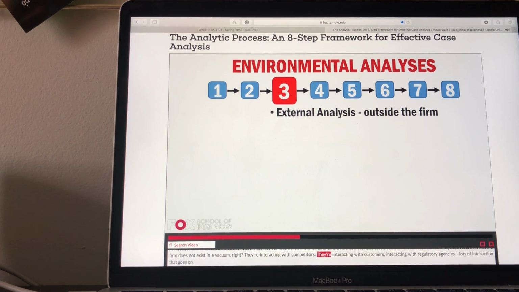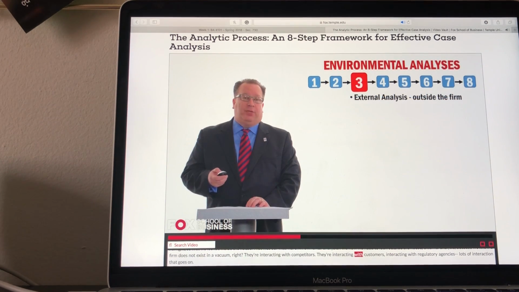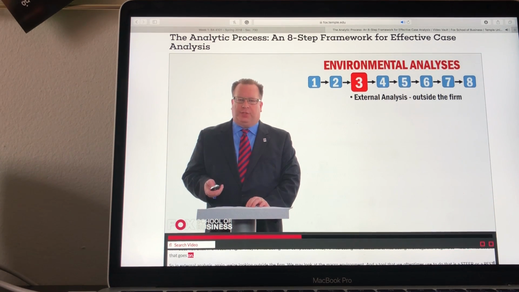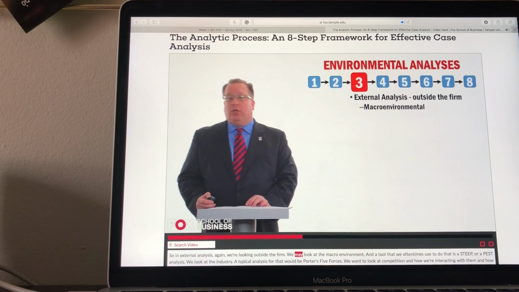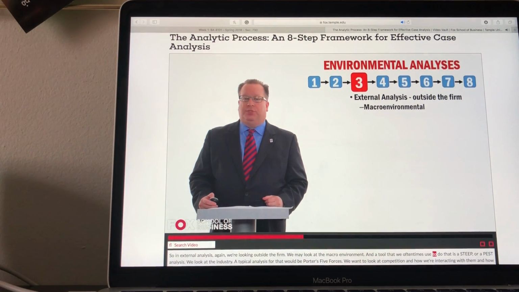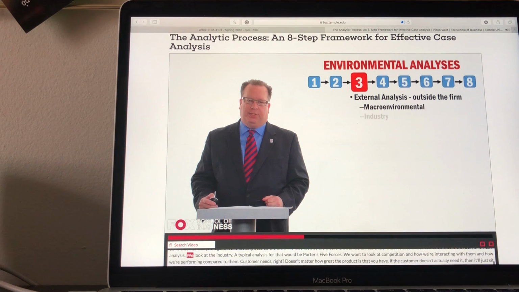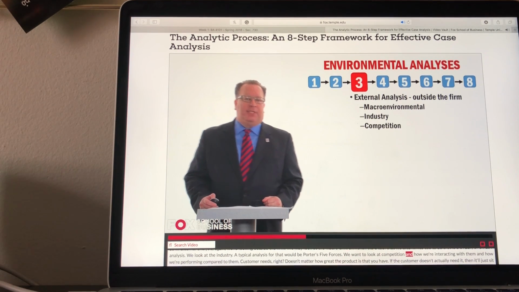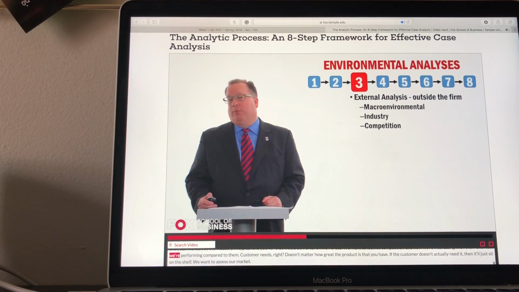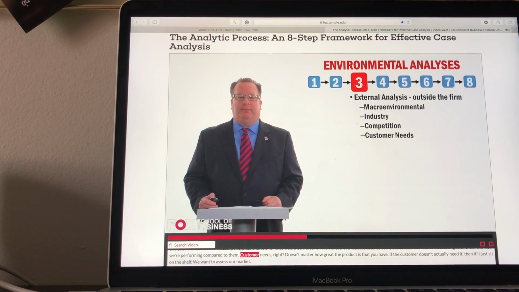They're interacting with competitors, they're interacting with customers, interacting with regulatory agencies, lots of interaction that goes on. So in external analysis, again, we're looking outside the firm. We may look at the macro environment, and a tool that we oftentimes use to do that is a STEEP or PEST analysis. We look at the industry. A typical analysis for that would be a Porter's Five Forces. We want to look at competition and how we're interacting with them and how we're performing compared to them.